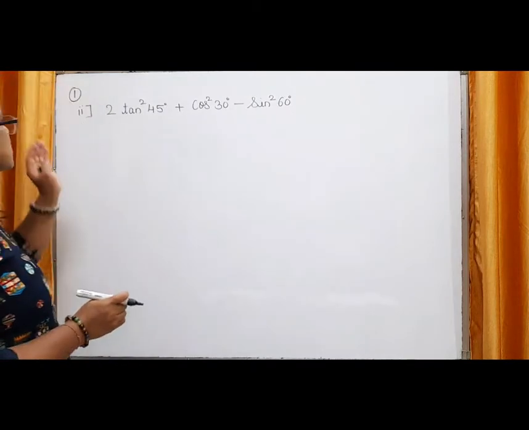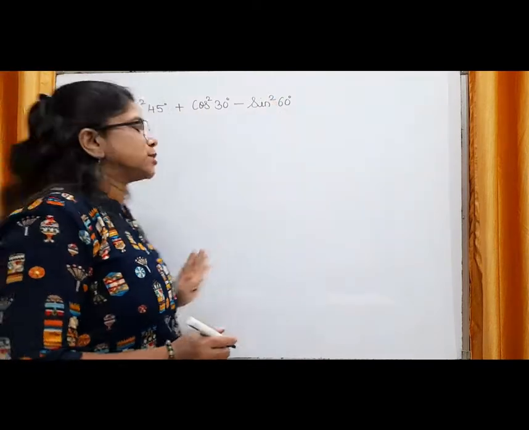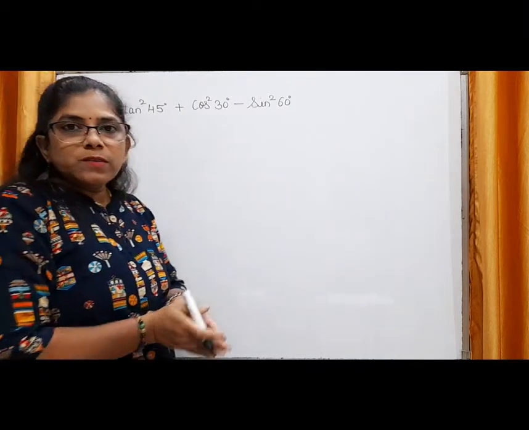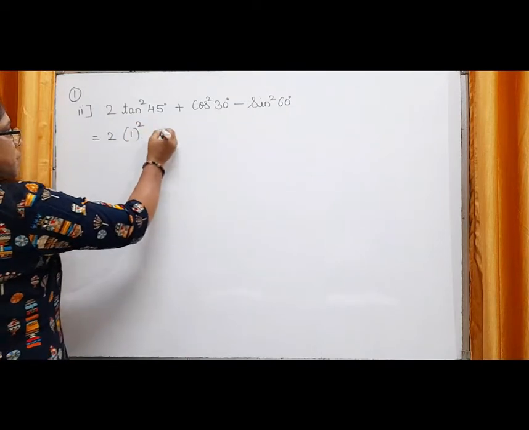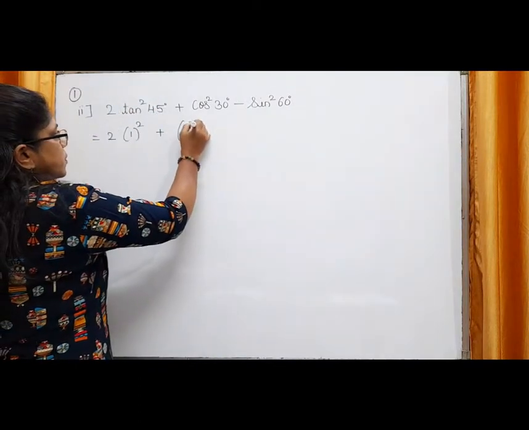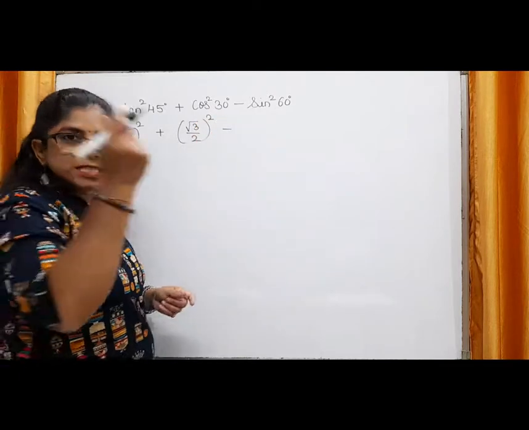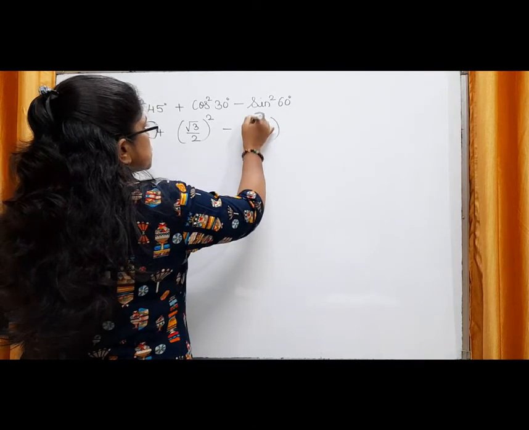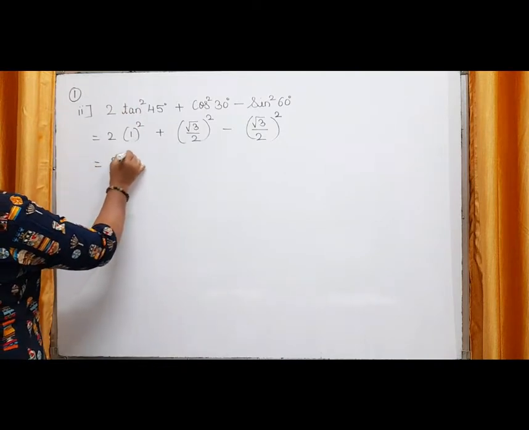The second sum is 2 tan square 45 plus cos square 30 minus sine square 60. 2 into tan 45 is 1, so 1 square, plus cos 30 is root 3 upon 2, root 3 upon 2 square, minus sine 60 is also root 3 upon 2 square.